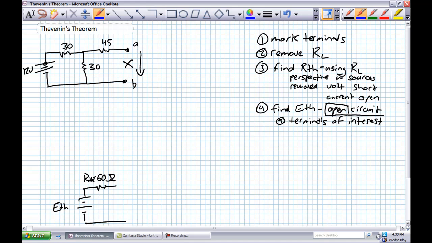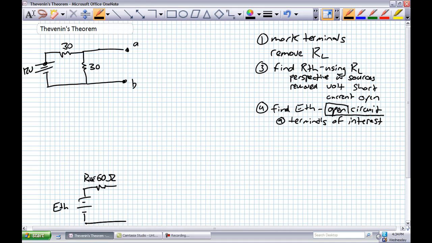According to Ohm's law, voltage is equal to current times resistance, and current is 0, so our voltage drop across our 45 ohm resistor is 0. Okay? Check it out. That's not even there. Forget about it. Simplifies it again.